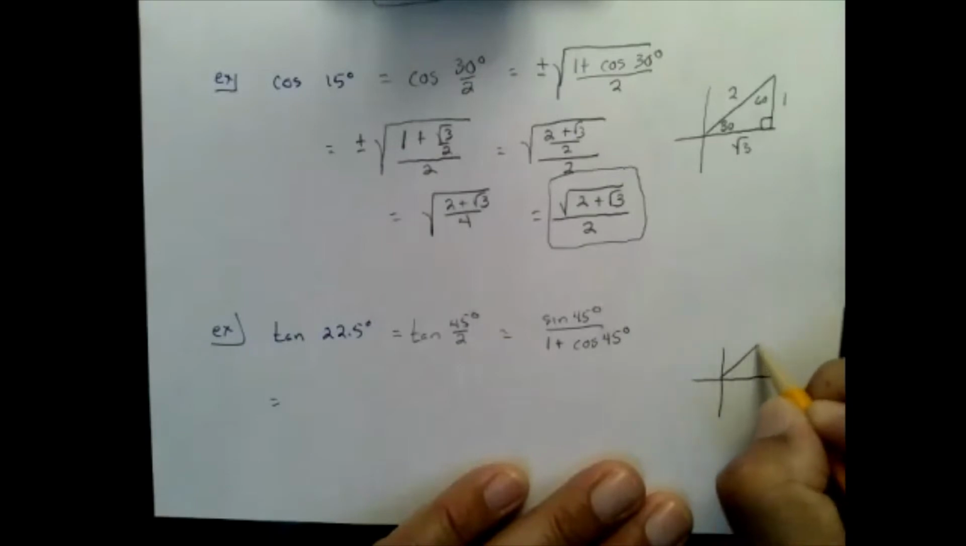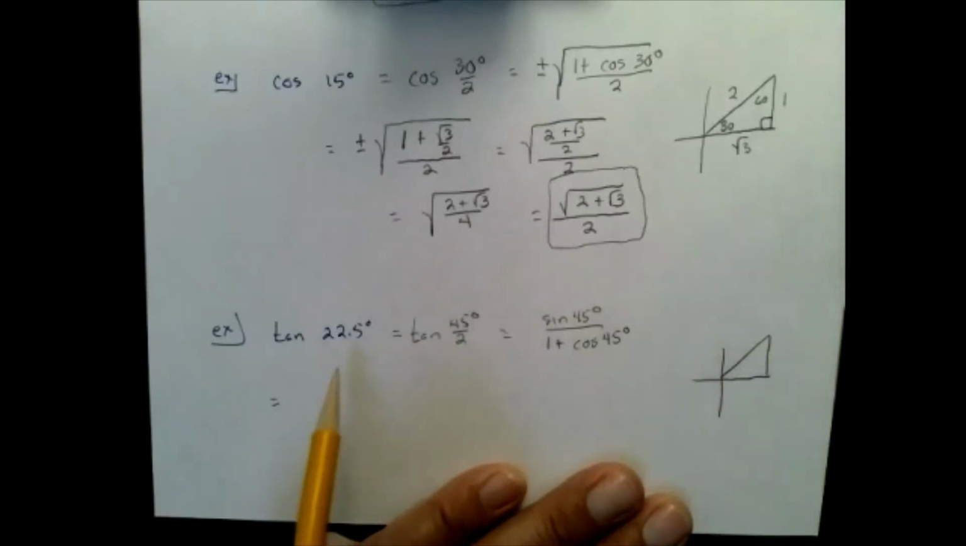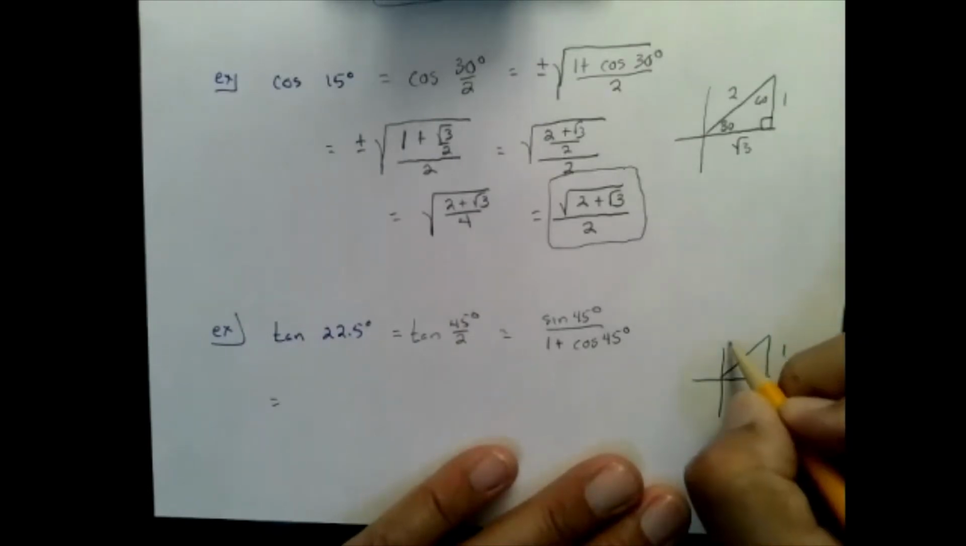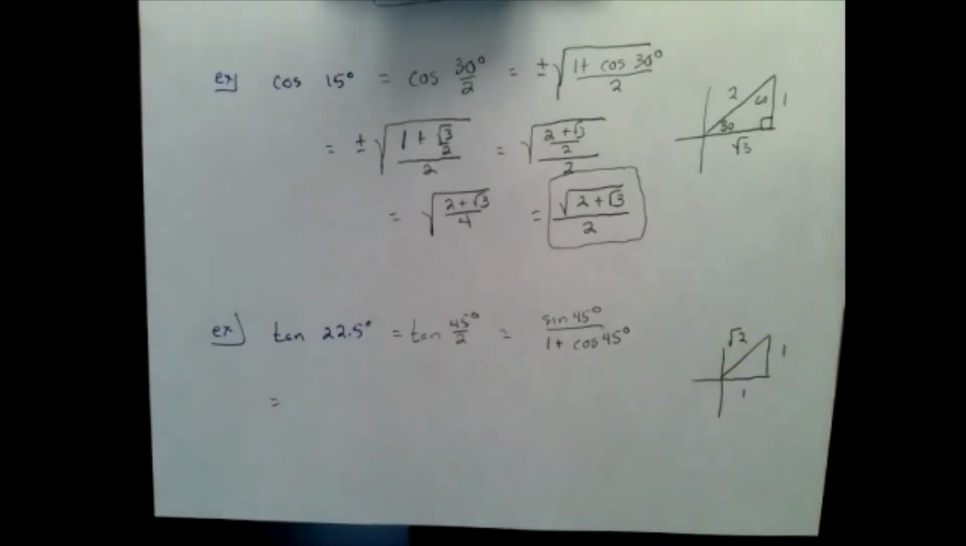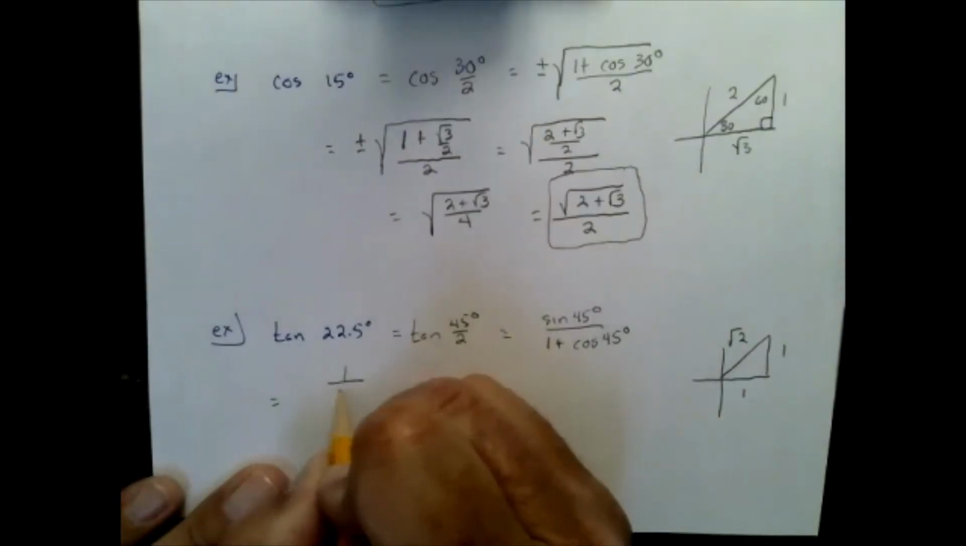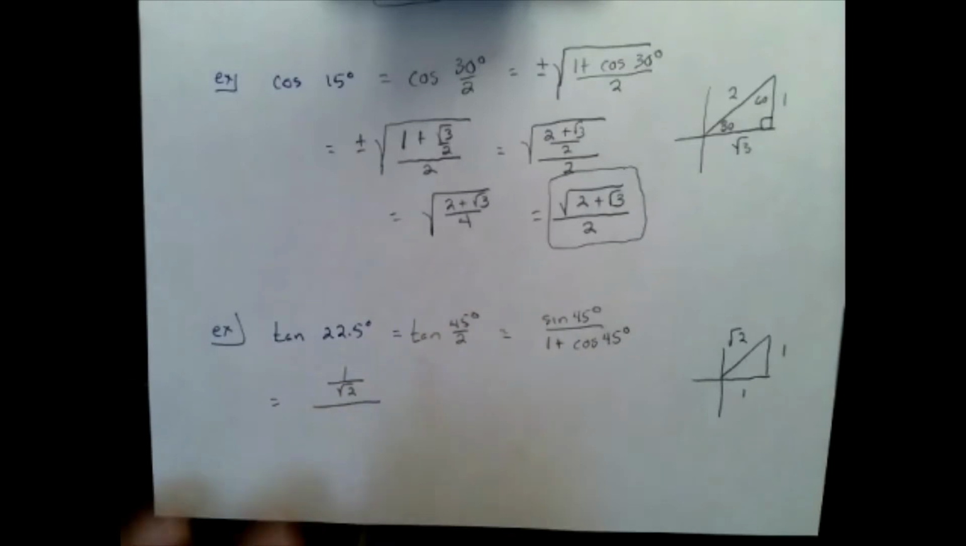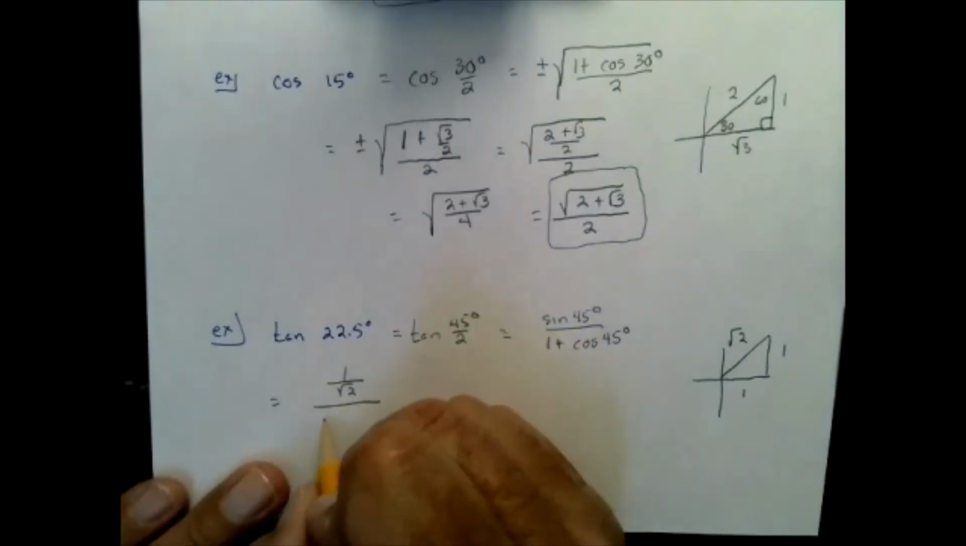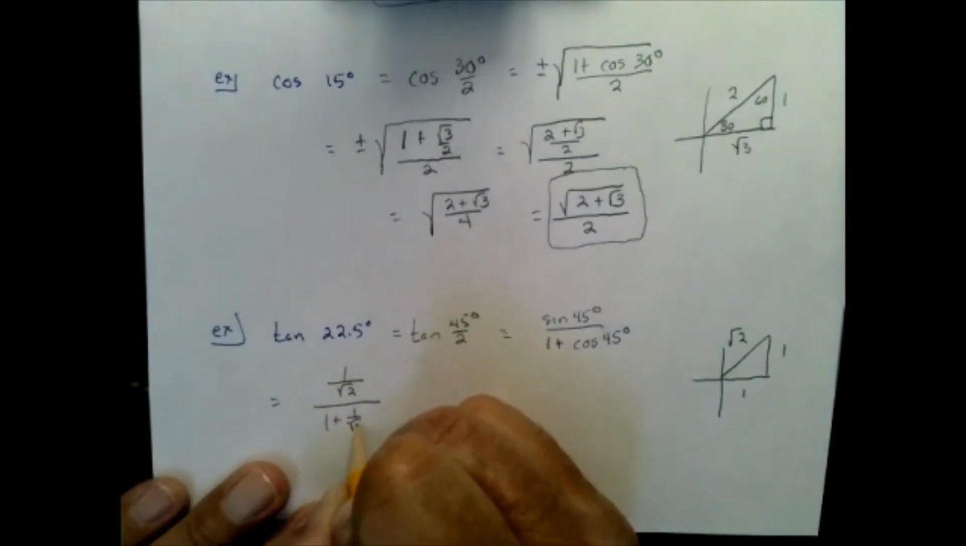Go back to my reference triangle. Again, I know my final answer is going to be positive. It's in that first quadrant. 1 over the square root of 2, all over 1 plus 1 over the square root of 2.